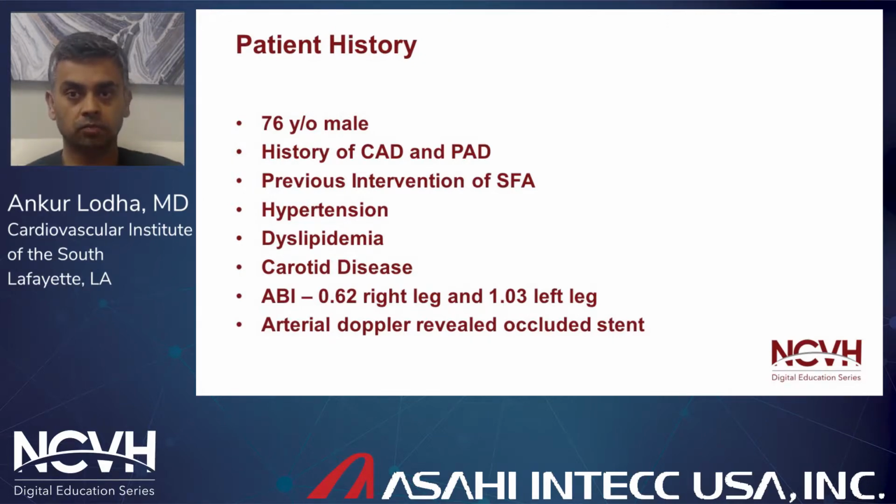As a part of the workup performed for the patient in this clinic, an ABI was performed. An ABI revealed 0.62, which was very significant on the right leg, and a normal ABI of 1.03 on the left leg. ABI was followed by an arterial Doppler that revealed that there was an occluded stent in the right proximal SFA, which was stented in the past, and there was consistently a greater than 75% distal to mid SFA stenosis. Because of the severe lifestyle limiting claudication, this patient was brought for an intervention in an outpatient setting.